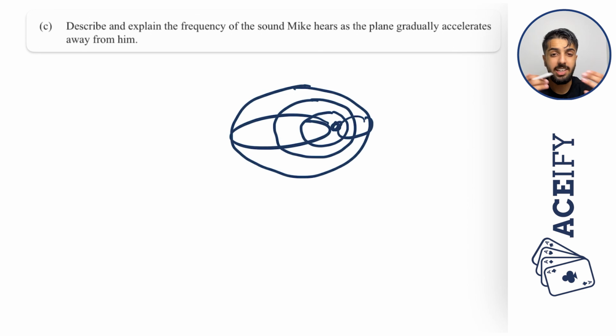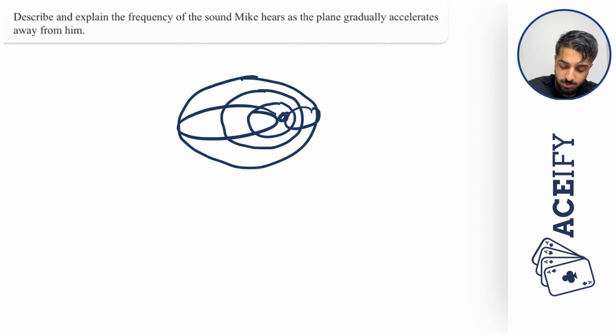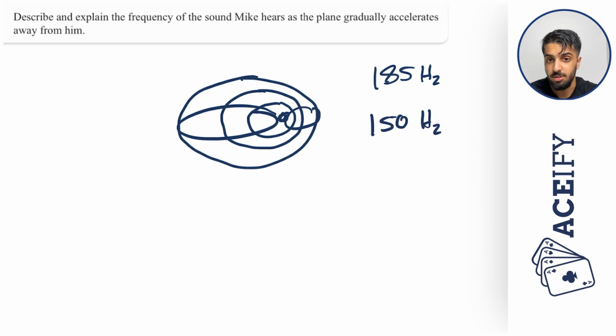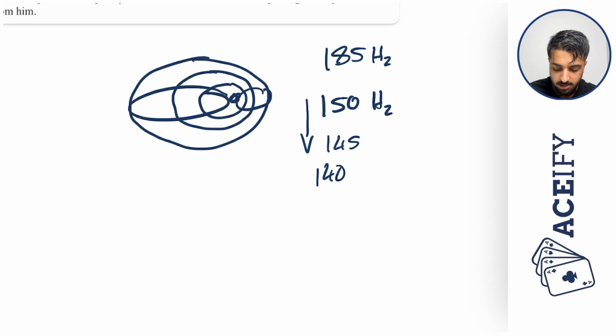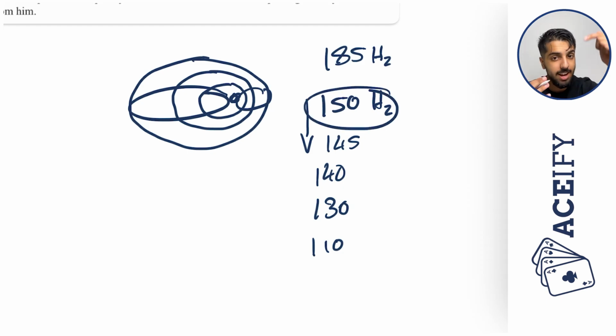And this is what students kind of get mixed up with, because they think, oh, he's already hearing a decrease in frequency. That is true. The true frequency is 185 Hz. And then Mike will hear a frequency of 150 Hz due to the Doppler shift. However, as the plane is accelerating away, this number is going to gradually decrease to 145, to 140, and then 130, then 110, right? It's going to gradually decrease. So he hears a drop due to the Doppler, and even then, that frequency is decreasing.